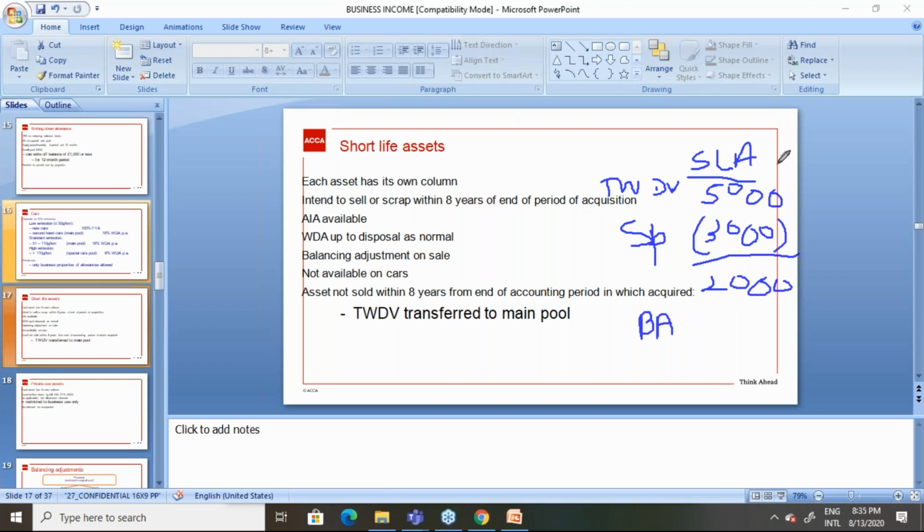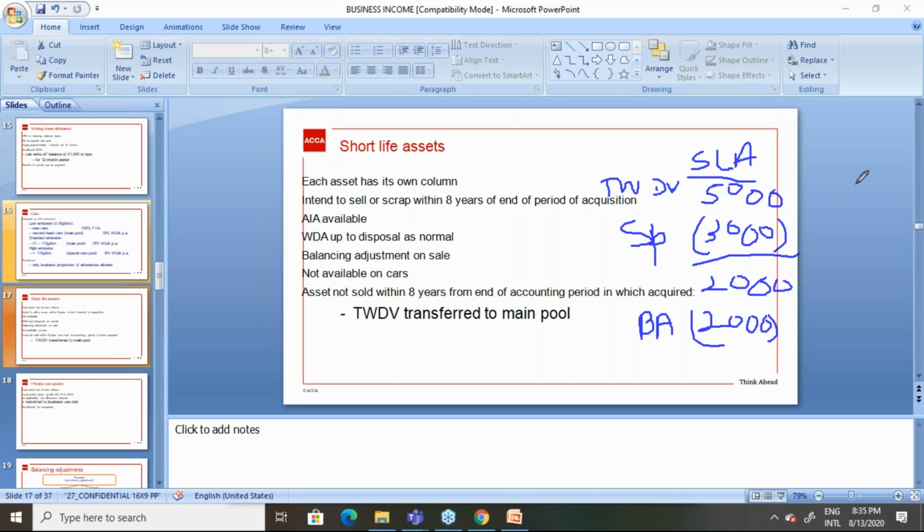So you have the potential of claiming 5,000, but since you sold it for 3,000, you have been able to recover 3,000. On the balance 2,000, you can claim balancing allowance in advance. So it will increase your capital allowances figure.